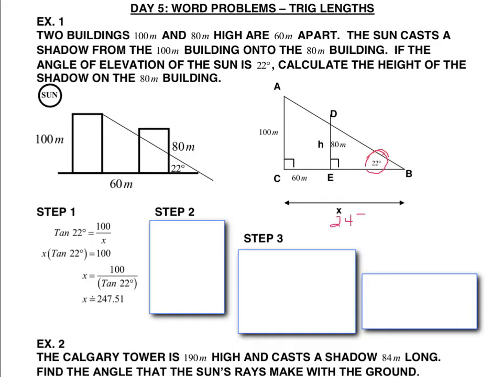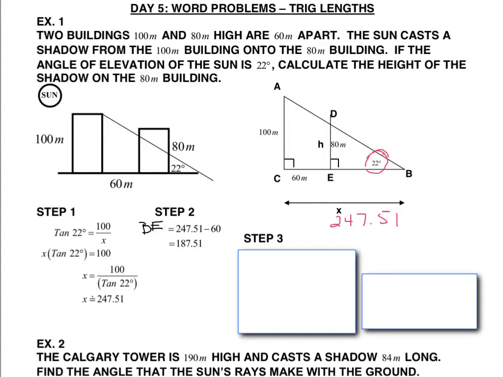247.51. So now we can go and calculate what BE is. That's just going to be this length right here, which is this minus the 60 meters. So we want to calculate what BE is right here. That'll be 247.51 minus the 60. So we just showed it here. Again, super easy to reference BE.